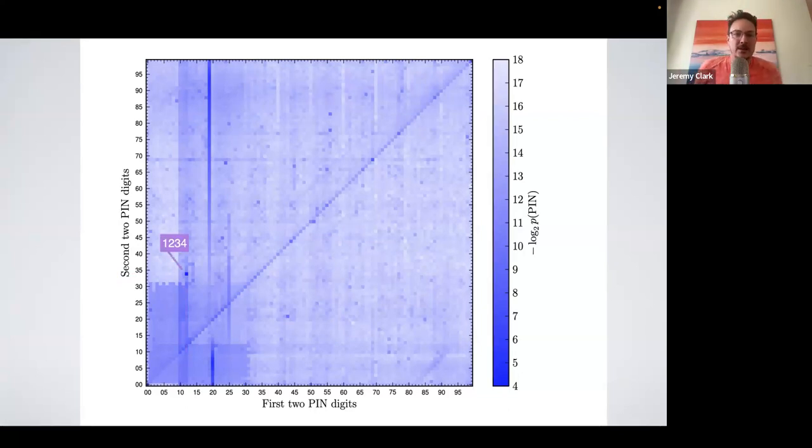And you can see that it's a pretty dark square. It's maybe one of the darkest squares in the whole picture. So that means my suspicion is correct. That is a very popular password. Lots of people like to choose it.